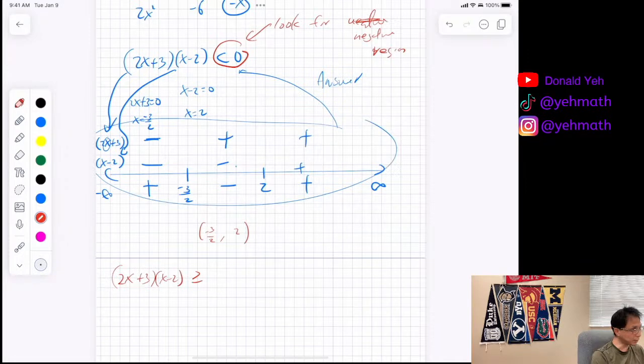is greater than or equal to 0. Guess what? What's the answer? Using the same number line, can you tell me what the answer is? Because I'm looking for greater than 0, that means what?